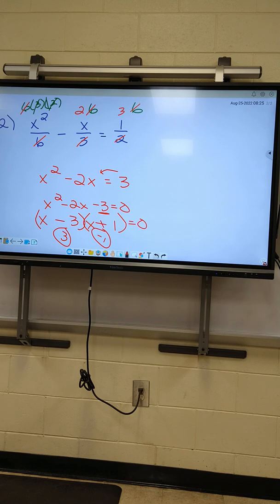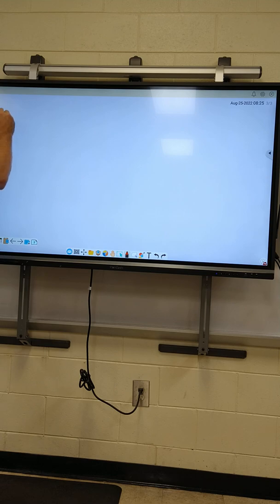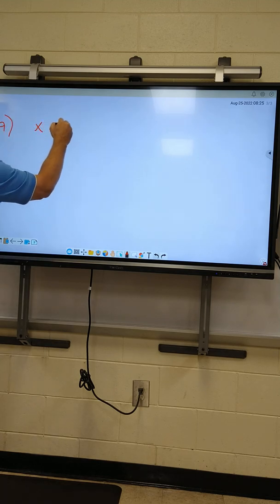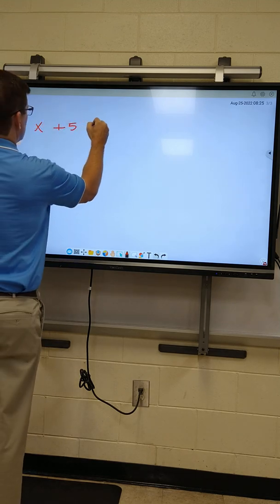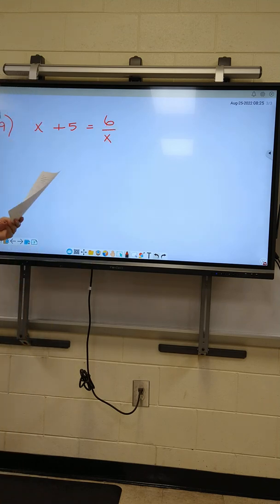All right, so that's how you do the first step when there are just numbers on the bottom. So that's going to get y'all all the way down to 8. All right, so now we're going to look at some when they have a variable on the bottom. All right, let's go to 9. We'll jump ahead to number 9. Number 9, I got x plus 5 equals 6 over x.